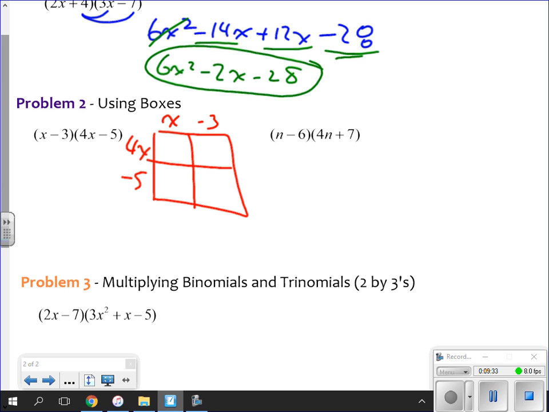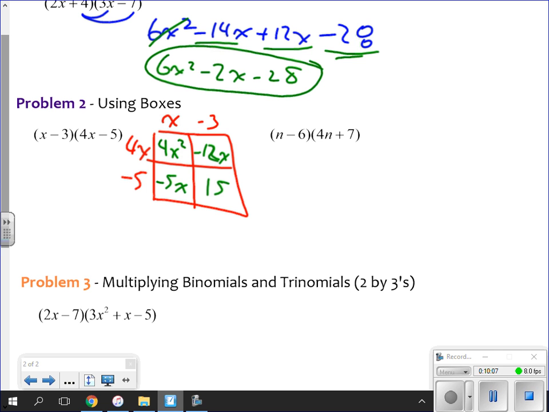And then once again, fill it in like a multiplication chart. 4x times x gives me 4x squared. 4x times negative 3: 4 times negative 3 is negative 12 with an x on there. Then I fill in the bottom row: x times negative 5 is negative 5x, and negative 5 times negative 3 gives me positive 15.